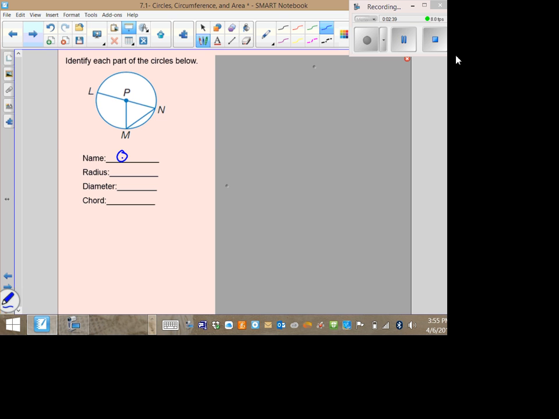All right, so identify each part of the circle below. This would be circle P. The radius could be PM. Could also be PN or PL. The diameter would be LN. And a chord could be like MN. Also note that our diameter LN could serve as our chord.